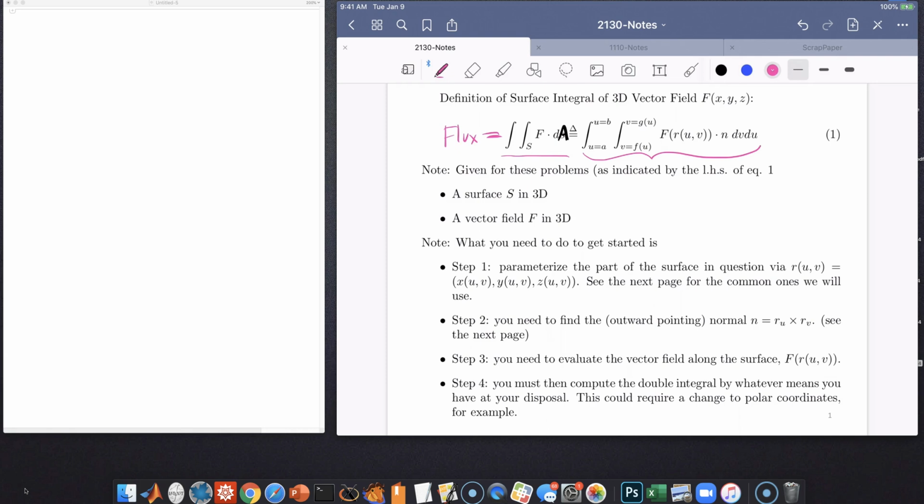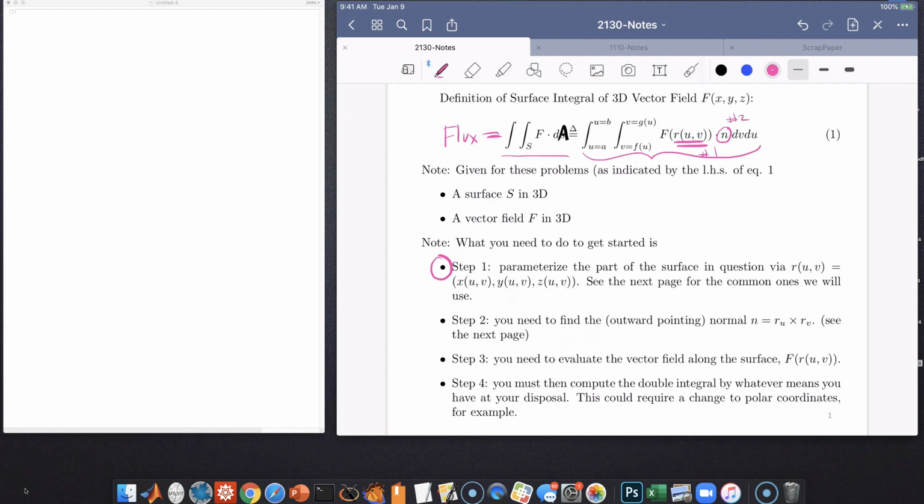We can see here that there are a series of steps to go through. The first thing you need to do is to find a parametric form of the surface. That is step number one. You then need to find n, which is the outward pointing normal.